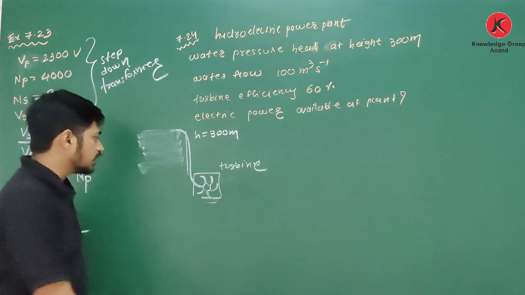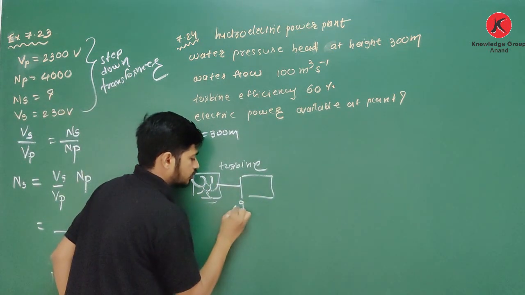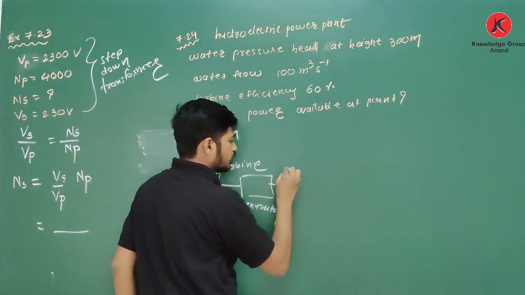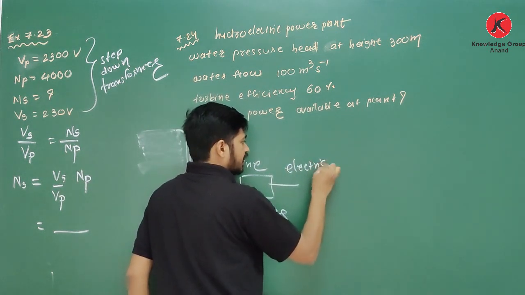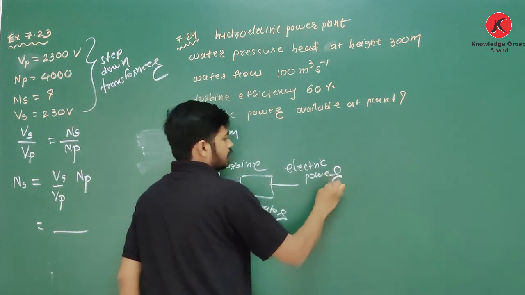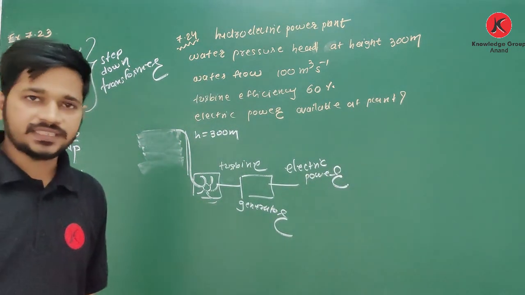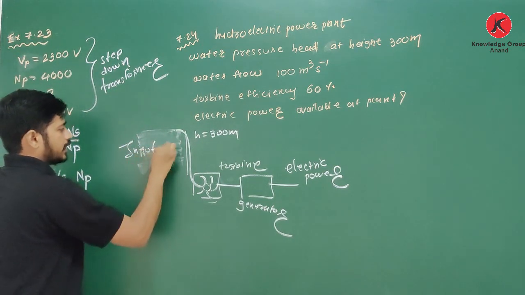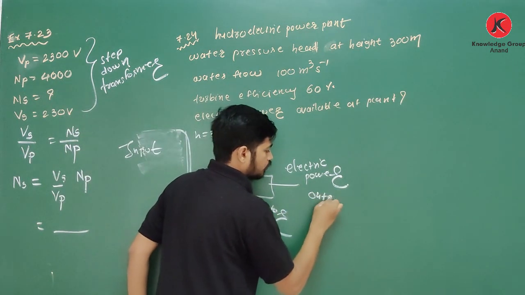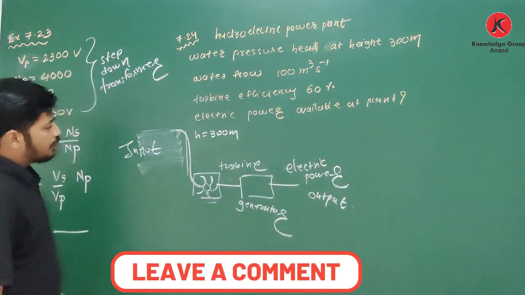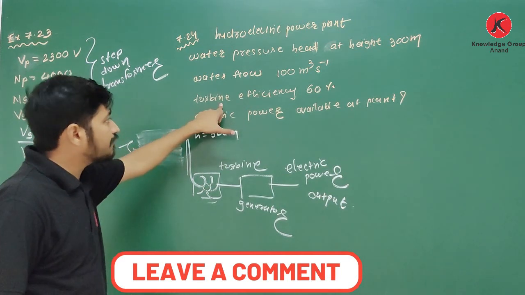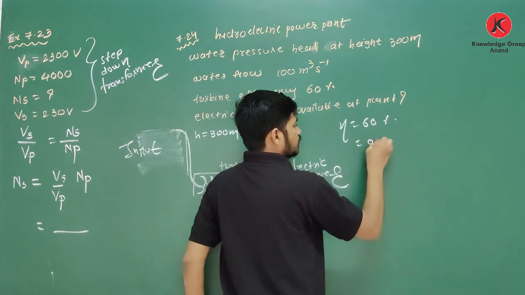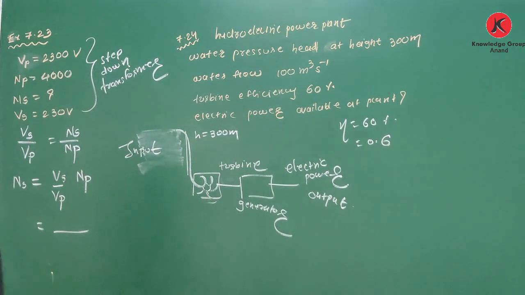Its shaft is connected to a generator, and the generator will produce electric power. Simple? Yes, it is simple. So here it is input, and here it is output. Why write input and output? Because you are given efficiency. Efficiency eta is equal to 60% is equal to 0.6.